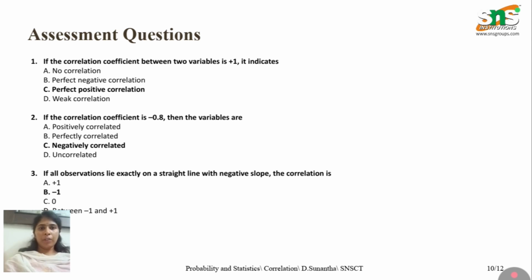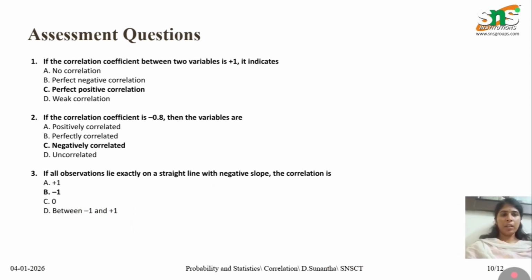So here, if the correlation coefficient between two variables is +1, it indicates a positive correlation. If the correlation coefficient is -0.8, then it is a negative correlation. Next, if all observations lie exactly on a straight line with negative slope, then the correlation will be -1. Since it is a negative slope, it will be -1.